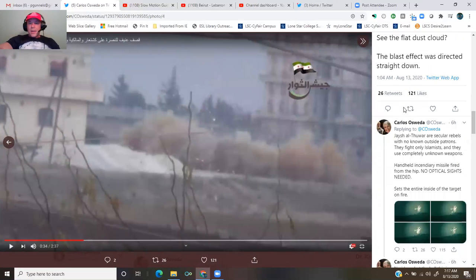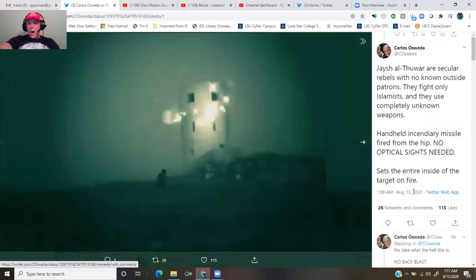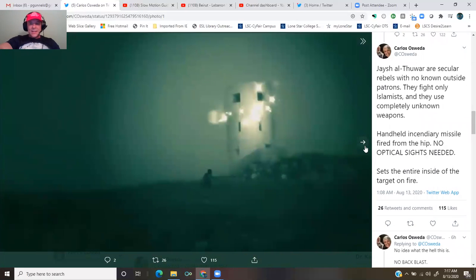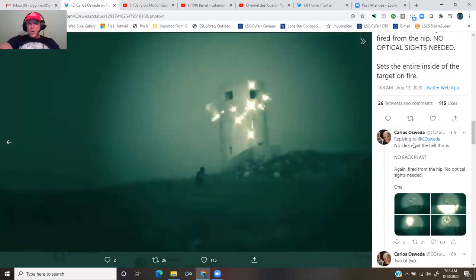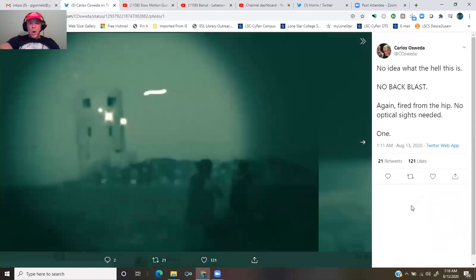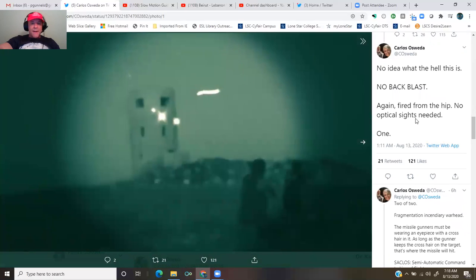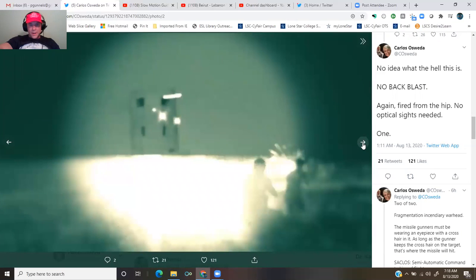All right. Jaish al-Tuwar are secular rebels with no known outside patrons. They fight only Islamists and they use completely unknown weapons. Handheld incendiary missile fired from the hip. No optical sights needed. Sets the entire inside of the target on fire. No idea what this is. No backblast. Again, fired from the hip. No optical sights needed. 1.